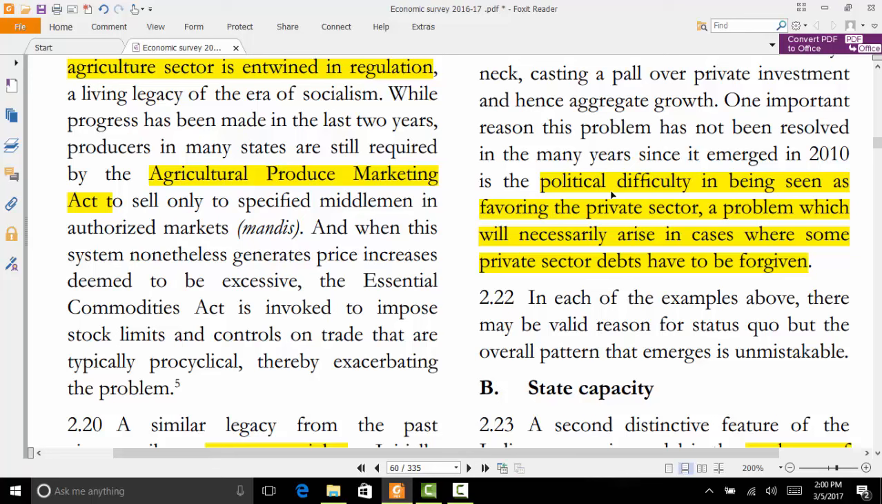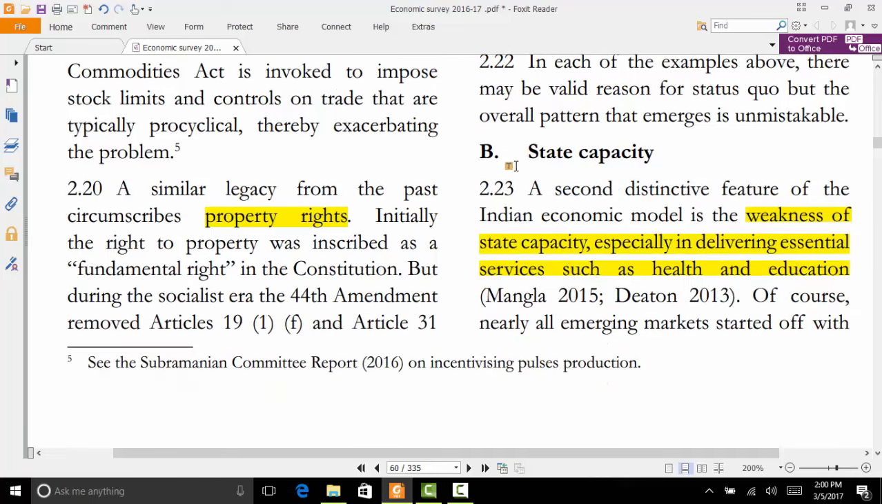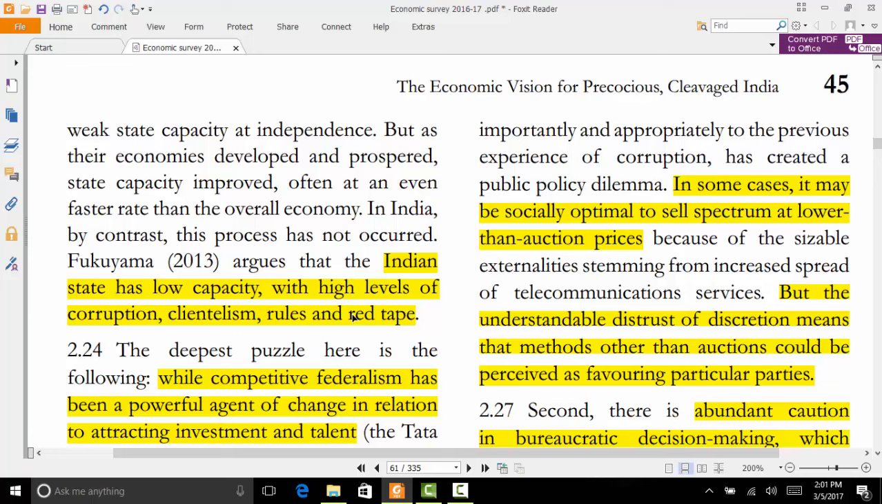So this is being discussed as politically difficult, in being seen as favoring the private sector, a problem which will necessarily arise when some private sector debts have to be forgiven. Then I discuss state capacity: the weakness of state capacity, essentially in delivering essential services such as health and education, just as we discussed in the first chapter. Here it discusses that the Indian state has low capacity with a high level of corruption, clientelism, rules and red tape. So these are common points.